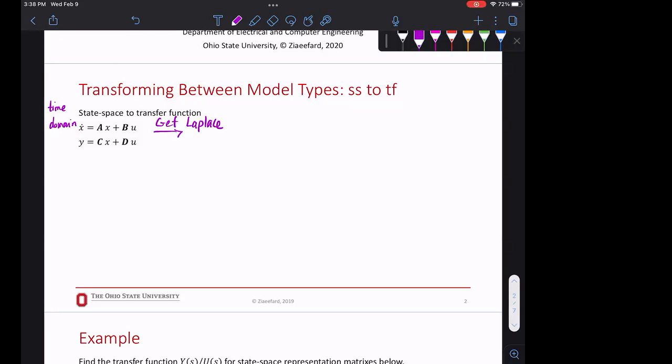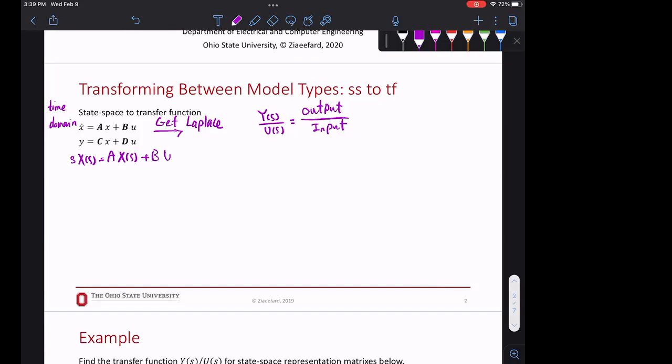So getting the Laplace transform basically means that we want to get this, which is the output over input. How to do that? Very, very simple. This is sX(s) = AX(s) + BU(s), because A, B, C, D are numerical values. Then this is Y(s) = CX(s) + DU(s). We now have two equations in S domain, but we need to find this expression to be the transfer function, right? So we have to get it from these two.